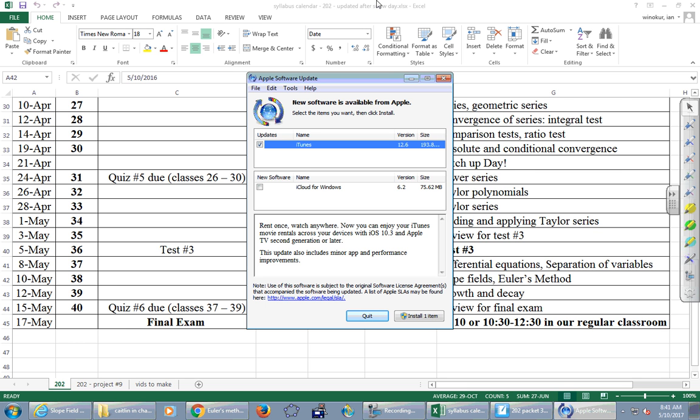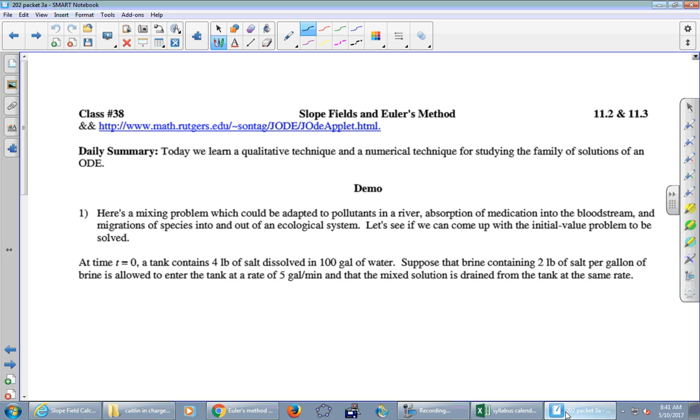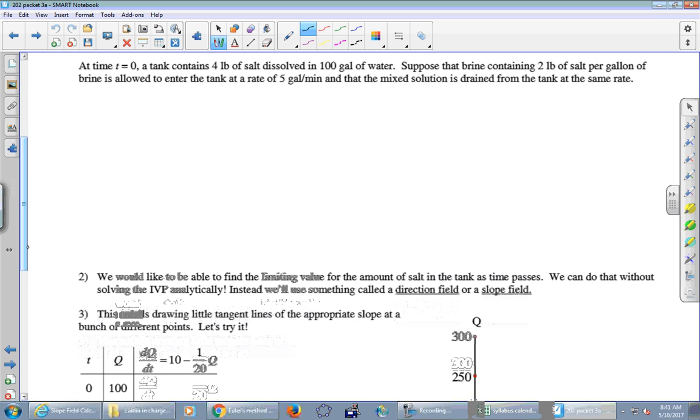Okay. So let's go ahead and start on page 70, what do we say, 73? Okay, 73. Today we learn a qualitative technique and a numerical technique for studying the family of solutions of an ordinary differential equation. So we're going to take a look at number 1 here, which is a mixing problem. So I'll read it and then we'll see if we can set up a differential equation.